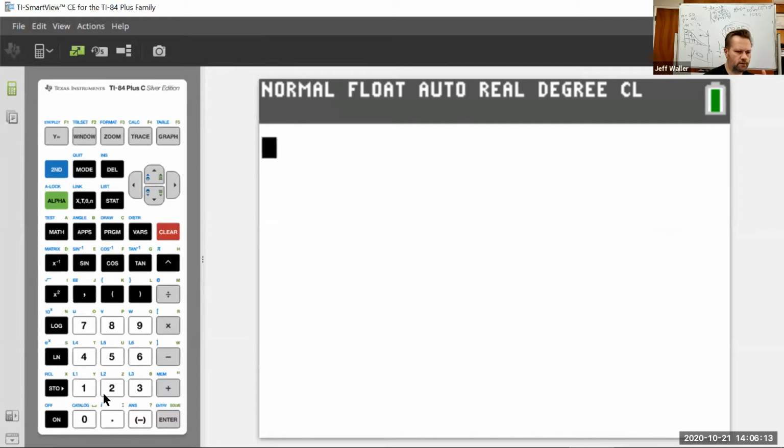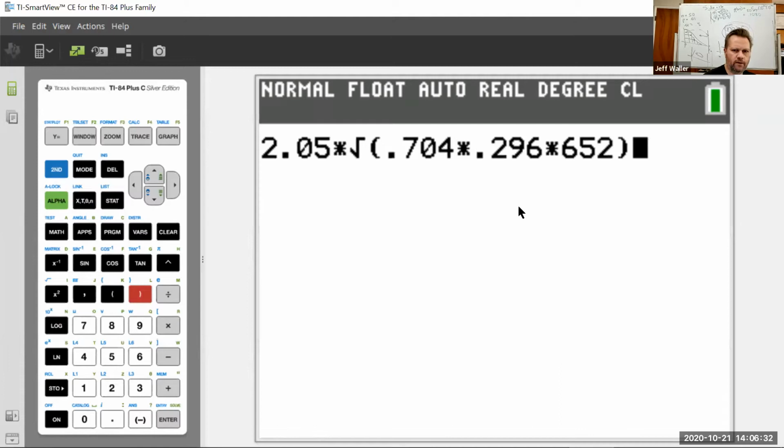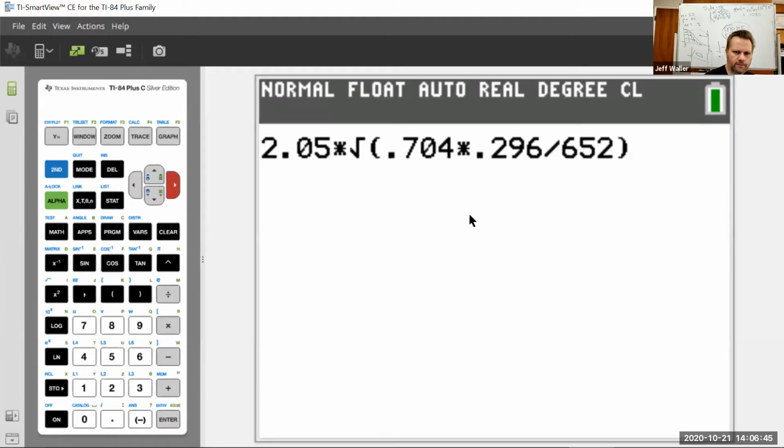Okay, so now watch this. This is kind of cool. So 2.05 times the square root of 0.704 times 0.296 divided by 652. This is for those of you that have the older calculator. Some of you have the square root symbol get bigger and bigger. Did I do times? Good job, Jeff. Divided by.